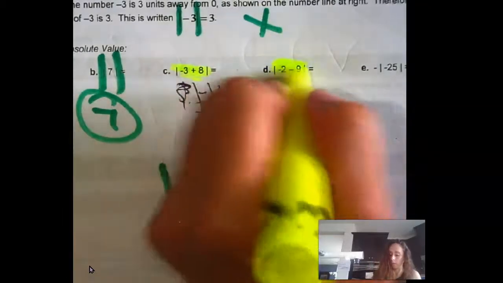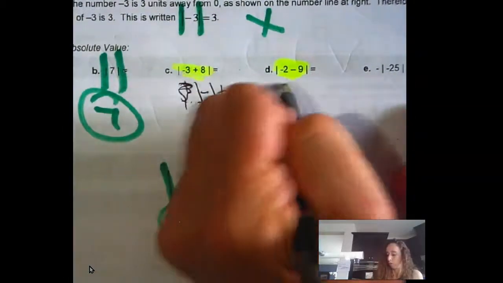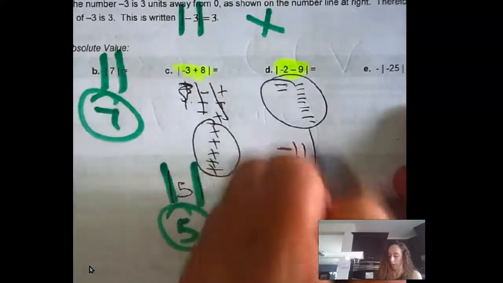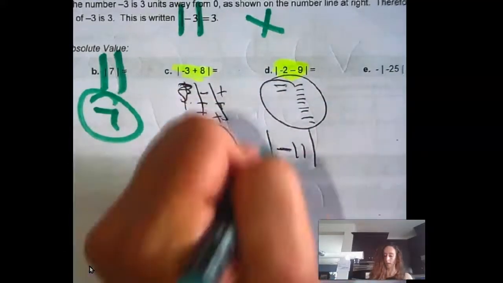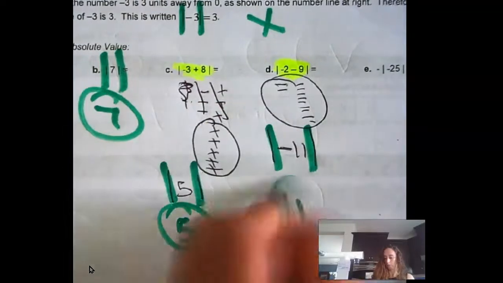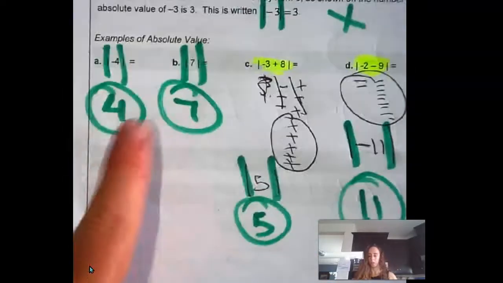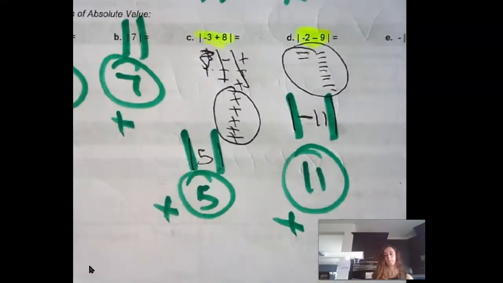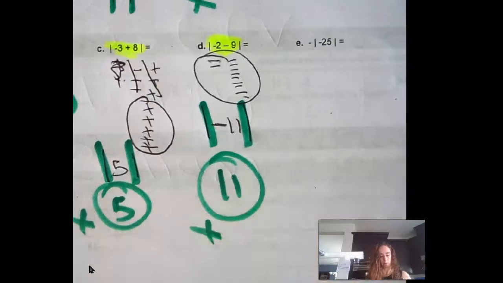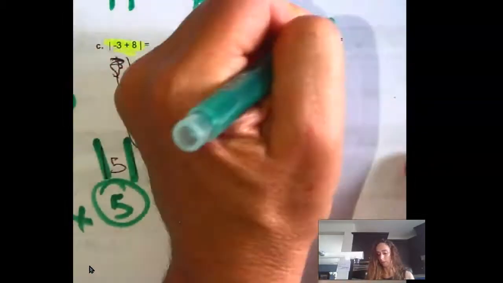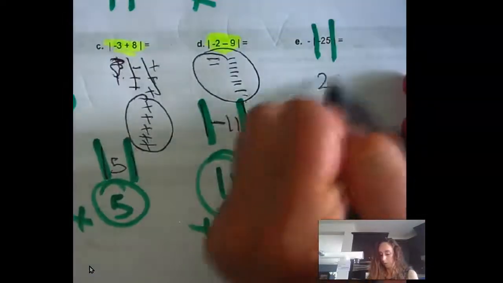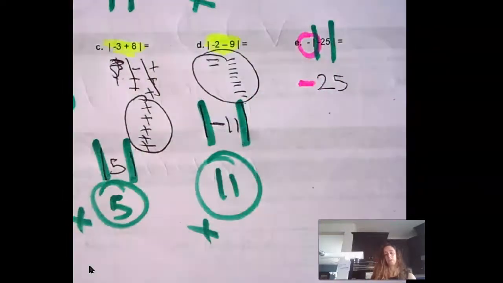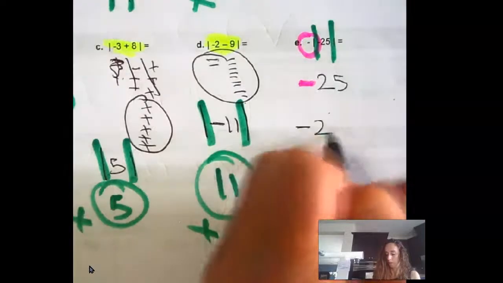We've got to take care of what's in here first. Negative 2 minus 9, boom. Negative 11, absolute value. Now, the absolute value of negative 11 is 11. Look at this. Positive, positive, positive, positive. Okay, let's go to the last one. The absolute value of negative 25 is 25, but there's this negative. So the answer is actually negative 25.